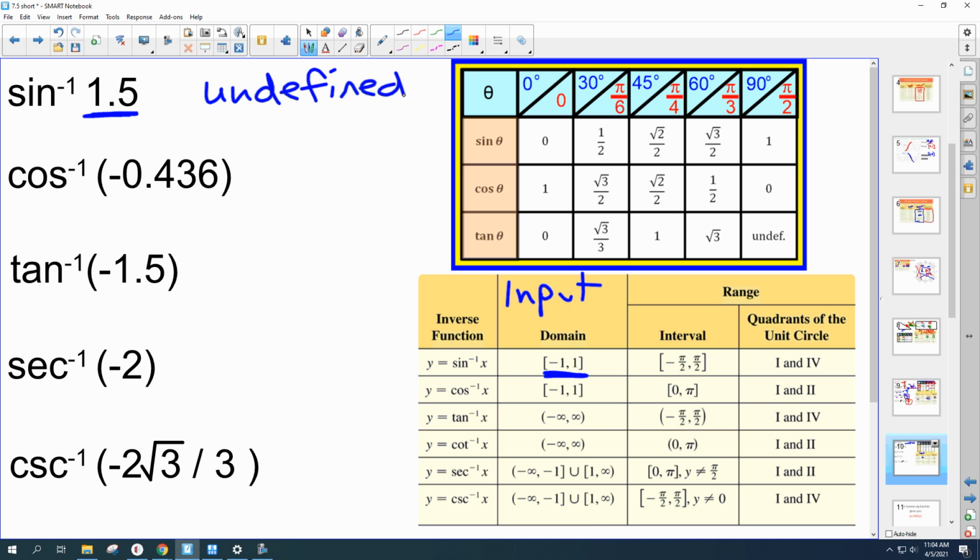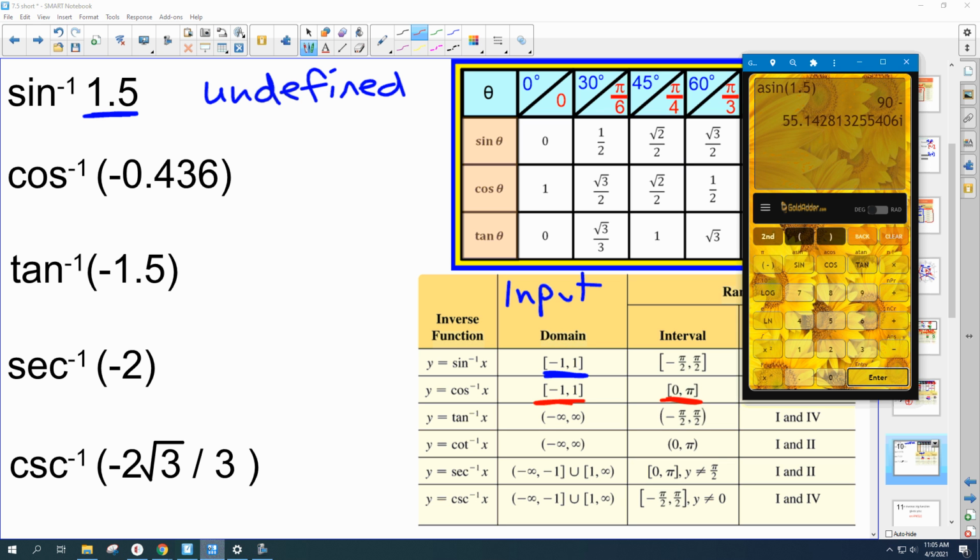All right? Next one, inverse cosine of -0.436. Am I allowed to plug in -0.436? Yeah. I'm allowed to plug in anything between -1 and 1. That's what that domain says. Am I going to get a negative number? Okay. I'm not going to get a negative number. Can't get a negative number. So when you plug that into your calculator, let's put it in radians here. Inverse cosine of -0.436. 2.02.